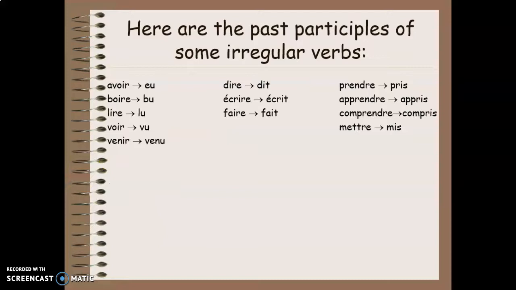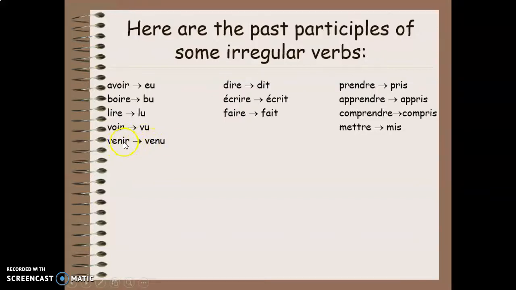Now this is the bit I want to look at with you today, and it's summarized on page 102. These verbs follow the same idea as the ER, IR, RE verbs, but they're irregular. It's always the same verbs in the past, present and future that are irregular. The verb avoir, to have, becomes eu, so j'ai eu, I had. The verb boire, to drink, becomes bu, so tu as bu. Lire, to read, becomes lu. Voir, to see, becomes vu. Venir, to come, becomes venu.